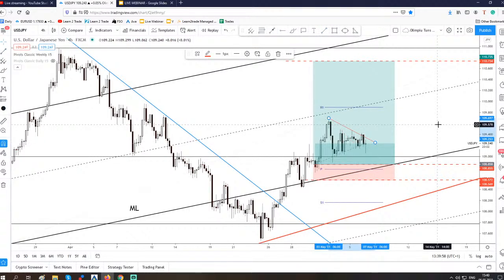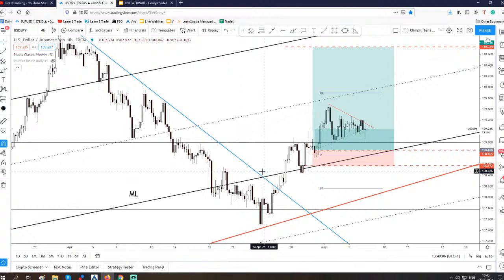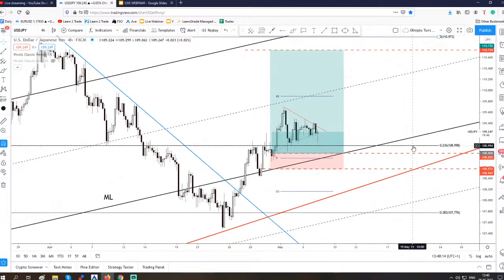Okay, and maybe we have here in the short term something like a triangle, a potential continuation pattern. So if the price maybe retests this 23.6 level, consolidates here before a new upside rally.